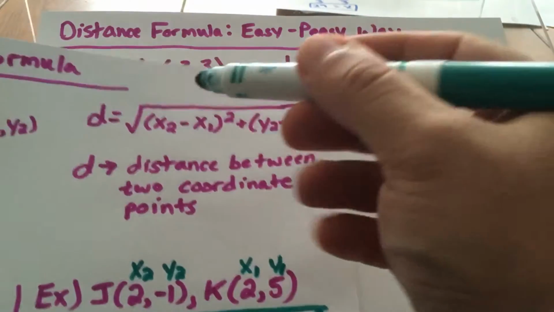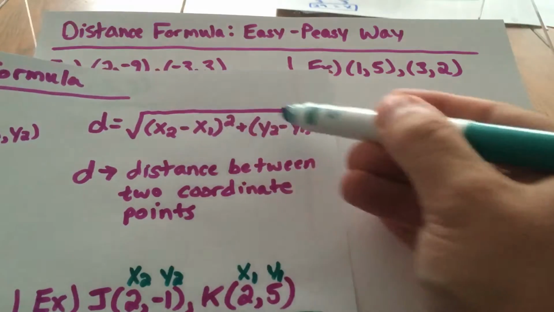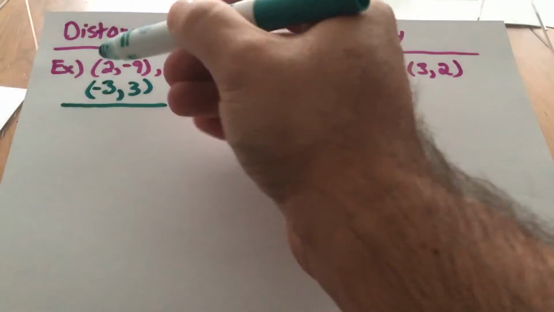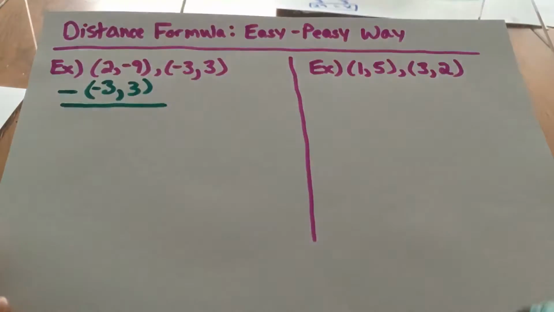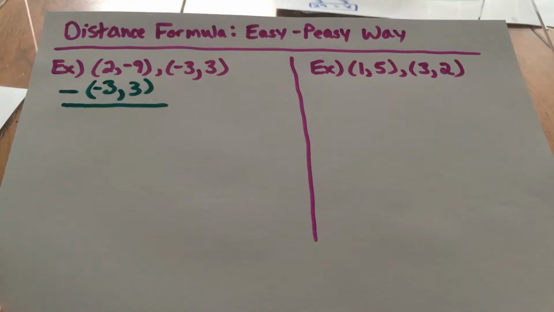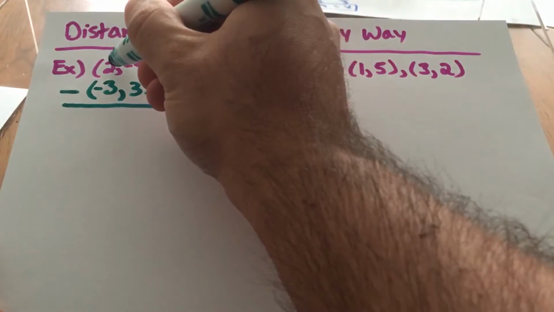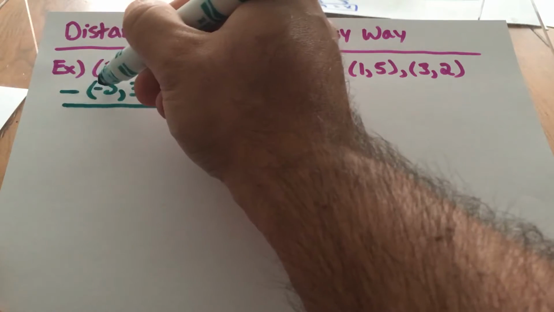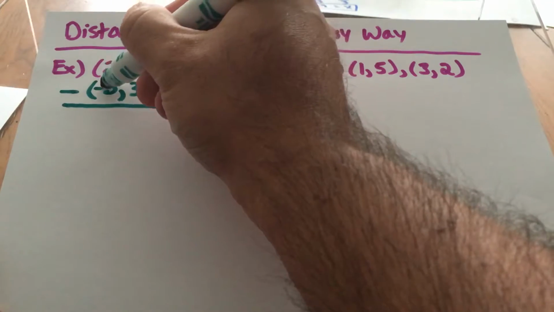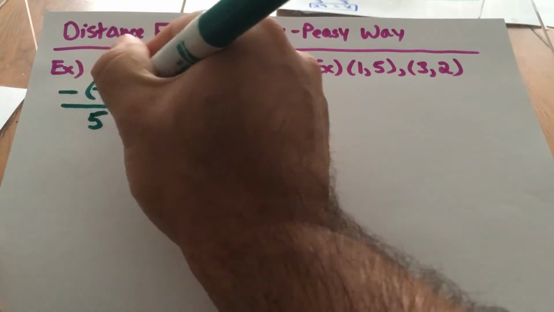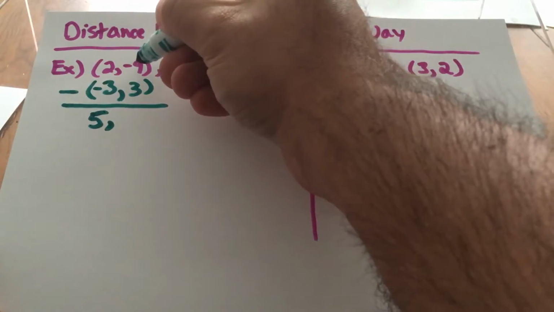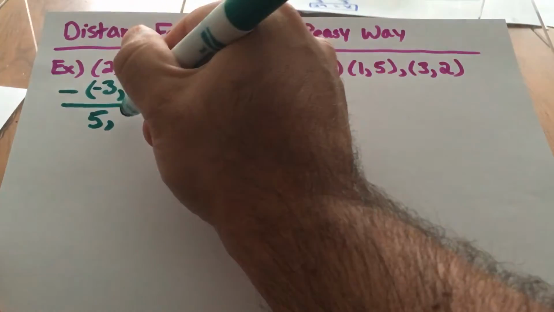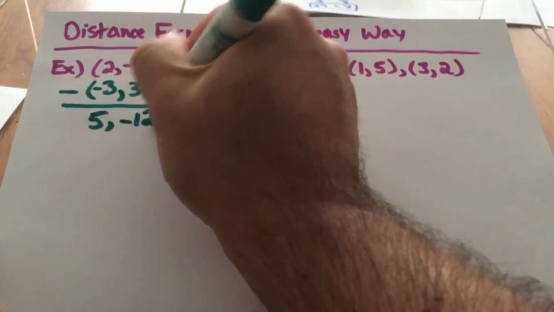Notice what happens. You're subtracting the coordinate points from each other in this formula. So we're going to subtract these from each other. Here we go. We've got 2 minus -3. Remember, minus a negative is plus. So 2 plus 3 is going to give us 5. And then we'll do the same thing over here. -9 minus 3 is going to give us -12.